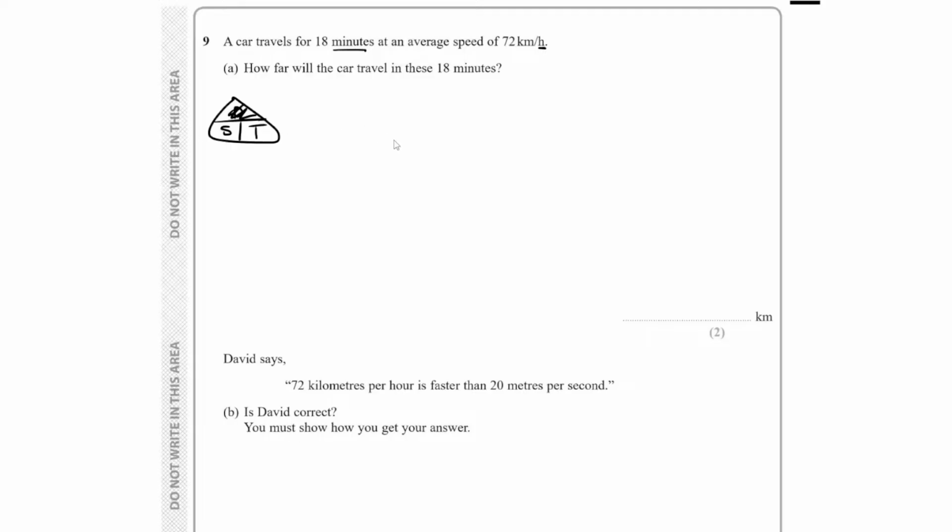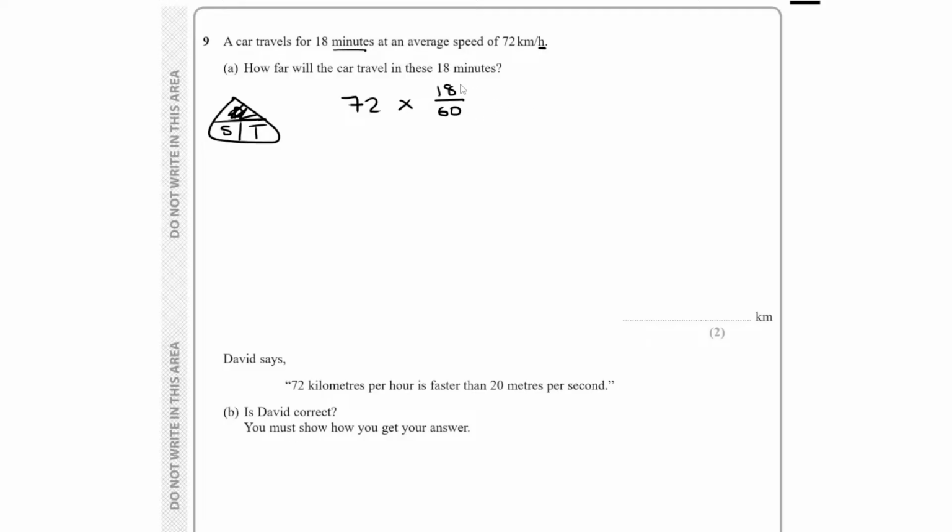So we know that we would have to do speed times time. However, as I said, there is a discrepancy in terms of the units of time. You have to make sure that it matches. So we've got the speed, that's fine, 72, but I'd need to convert the 18 into hours. If you want to convert any minutes into hours, you divide by 60.